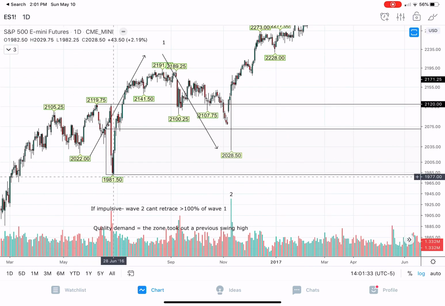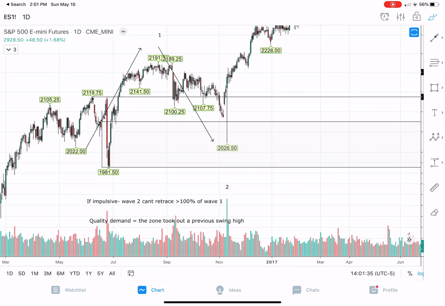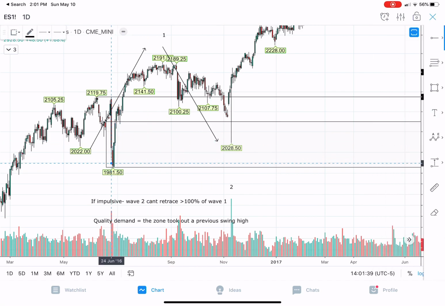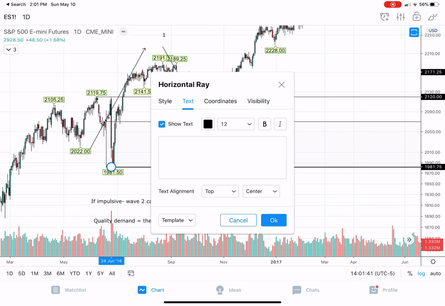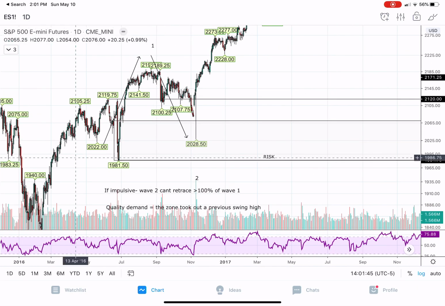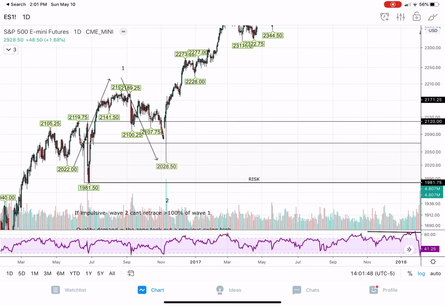So, for example, when we see these kind of structures here, we can enter on the retracement back into demand with our stop loss placed below here. And that's a drop base rally, which is a reversal structure.